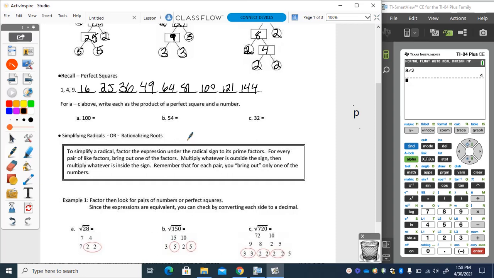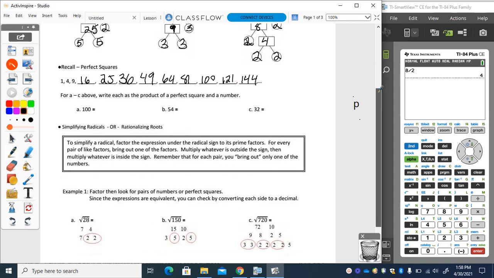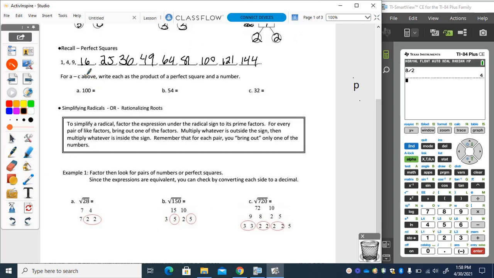All right, so now this is going to actually help us when it comes to simplifying radicals. For A through C, that's these 3 letters, write each as the product of a perfect square and a number. So that means we just want to find 2 numbers we'll multiply that are what we want, and one of them has to be a perfect square.